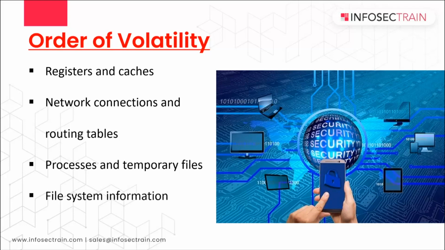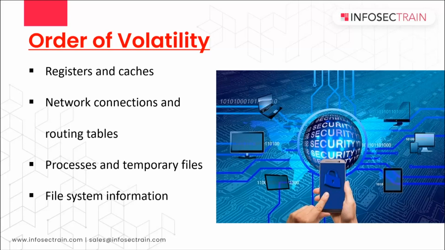Then what about next? File system information, like metadata or directory structures. This data is less volatile than our previous categories, but can still change frequently. For example, suppose in a data theft investigation, the file system information could be used to identify which files were accessed, modified or copied. So basically this helps to determine what data was stolen and who may have been responsible for that.